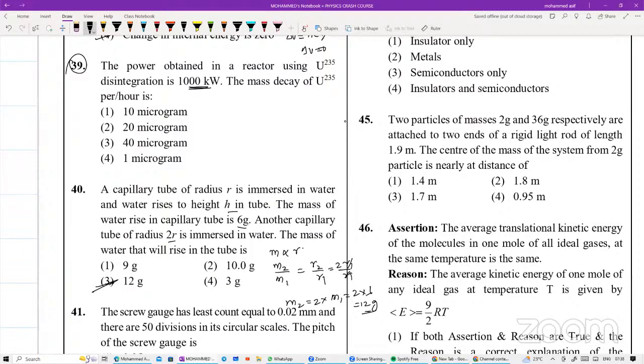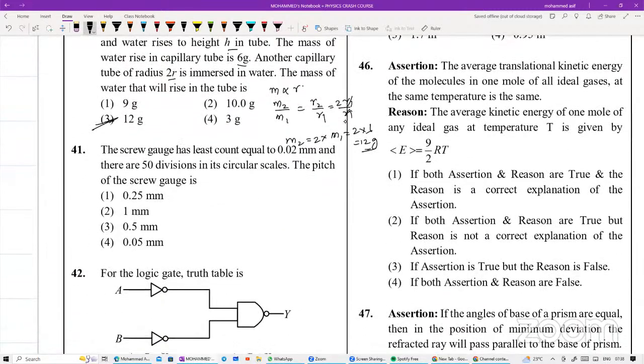Question number 41. The screw gauge has the least count equal to 0.02 mm and there are 50 divisions on its circular scale. The pitch of the screw will be equal to how much? कितना होगा बेटा? Least count का फॉर्मूला याद है आप लोग?